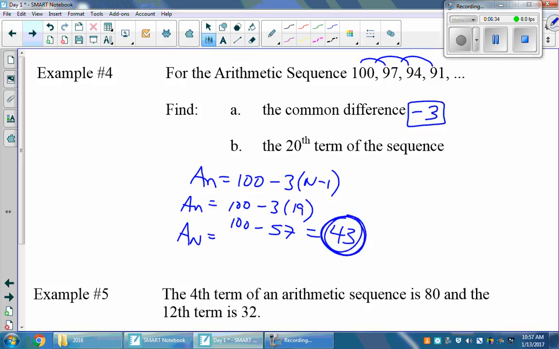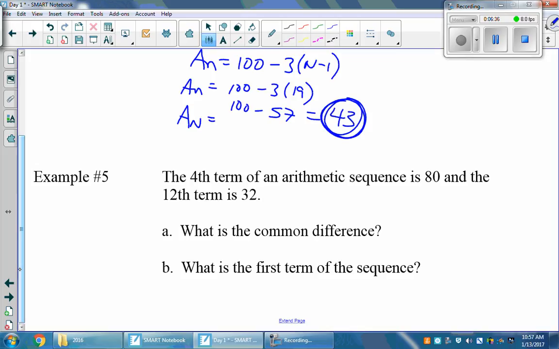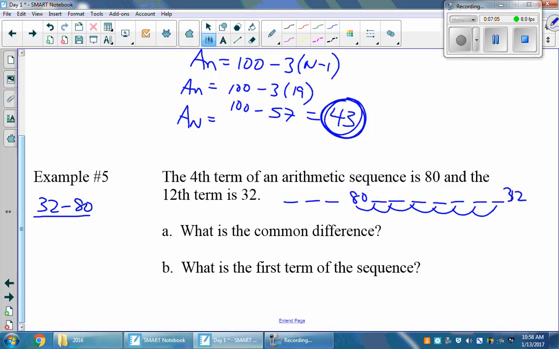That's the 20th term. Number 5, same exact thing, right? Fourth term is 80. So actually draw it out. 1, 2, 3, 80. 4, 5, 6, 7, 8, 9, 10, 11, 12. Common difference. To find that, subtract them. 32 minus 80. Divide by the number of spaces plus 1, or the number of jumps. So 1, 2, 3, 4, 5, 6, 7, 8.